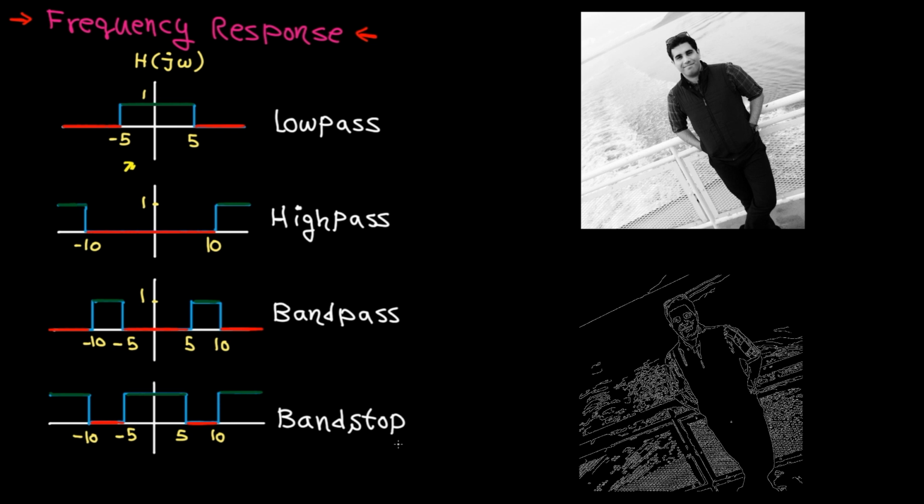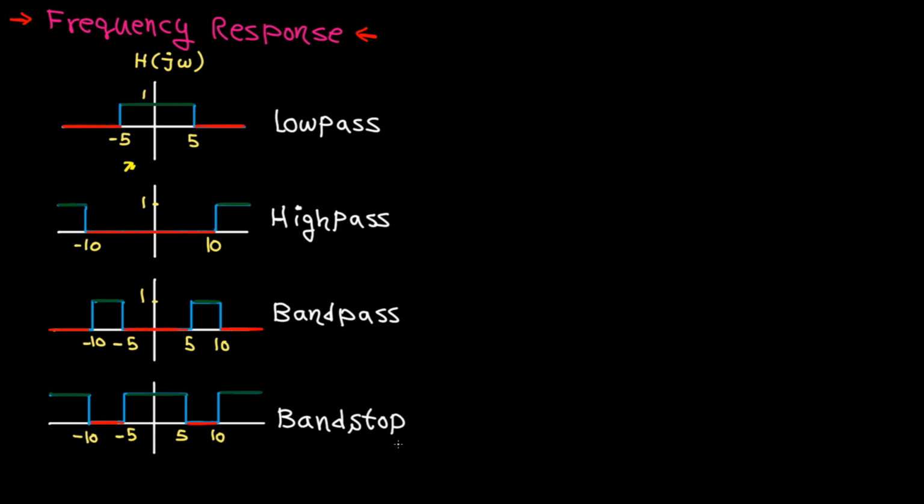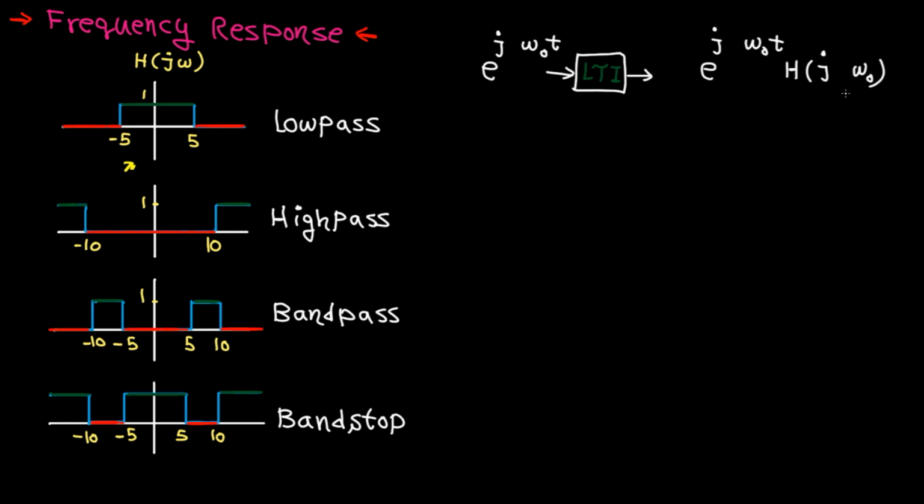Okay, let's continue with the mathematical explanation of filtering. As was already mentioned, when a complex exponential function with the frequency of omega naught goes through an LTI system, the output is the same multiplied by the frequency response at omega naught. As we learned in the previous lecture, an LTI system does not change the frequency. So, if the input frequency is k omega naught, the output frequency is k omega naught multiplied by the frequency response at k omega naught.